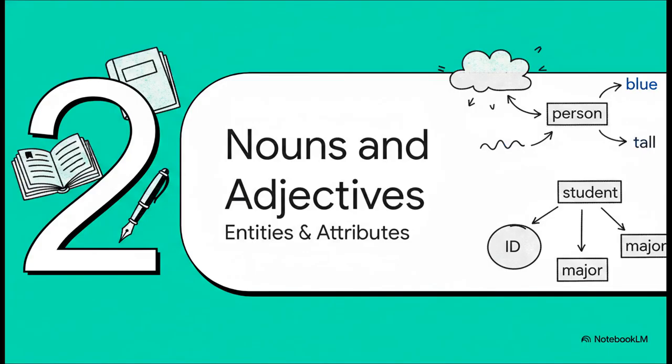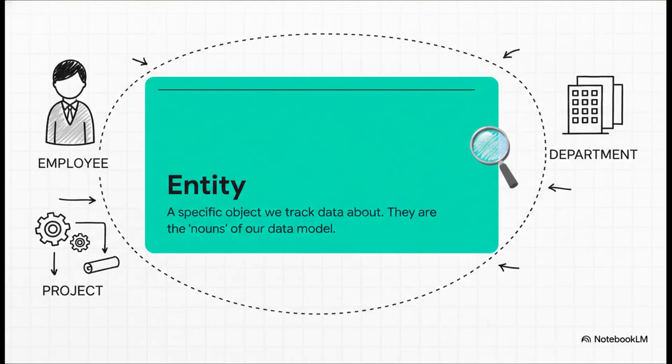To really get what the ER model is all about, it actually helps to think back to middle school grammar class. Seriously, we're going to break our data down into its basic parts of speech, the nouns and the adjectives. First up, let's talk about the nouns. In our data world, we call these entities. An entity is just any thing or concept we want to store information about. An employee, a project, a department, these are the main subjects of our data sentences. They're the main characters in our story.